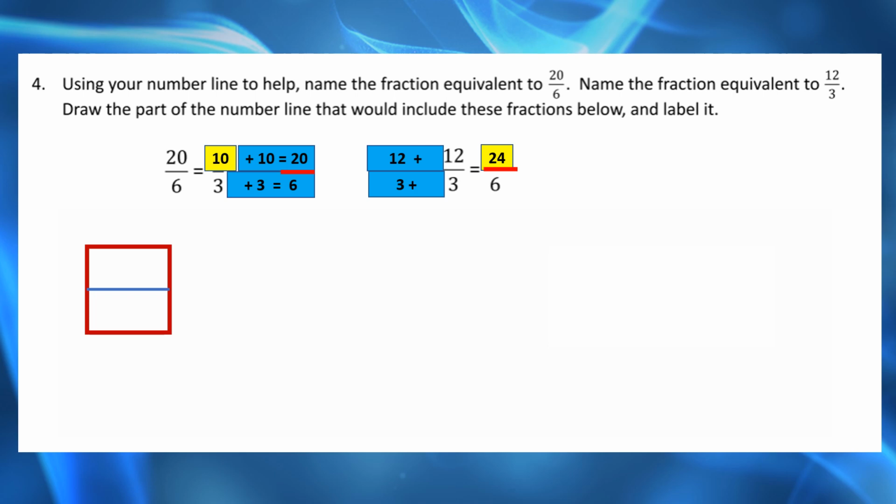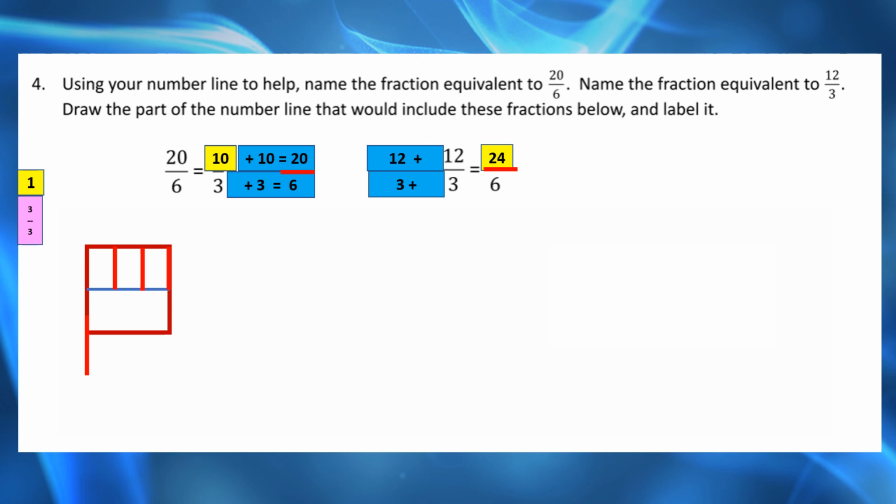So first we're going to partition the top of this rectangle into thirds. 1, 2, 3. And the third line is on the end. All right, now I have to figure out what whole number or what fraction I need to start my number line with that's really, really close to 10/3. Well, I don't want to start it off with 3/3, right? Because 3/3 is one whole.